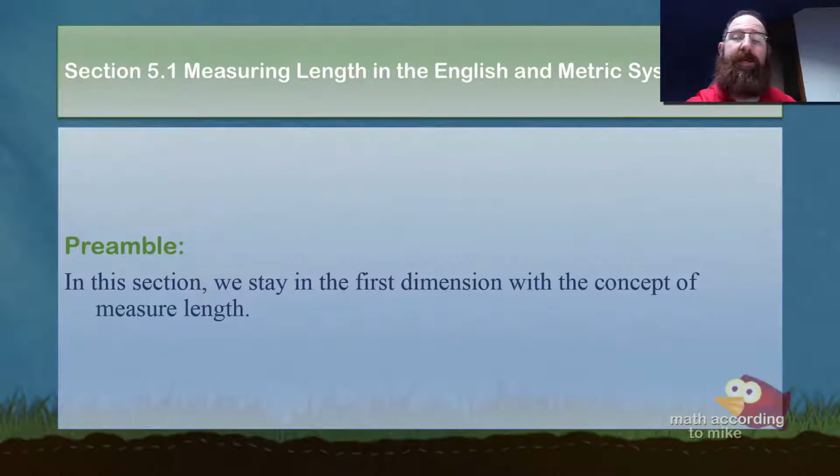Section 5.1, measuring length in the English and metric systems. The overarching theme in the entire chapter is the concept of dimensional analysis, and that's when you go from one unit to another unit. We basically will be approaching every single one pretty much the same way, except where there's a formula, which is later on in the chapter. In 5.1, we deal with length, so we're in the first dimension. In 5.2, we deal with area and volume, so the second and third dimension respectively.